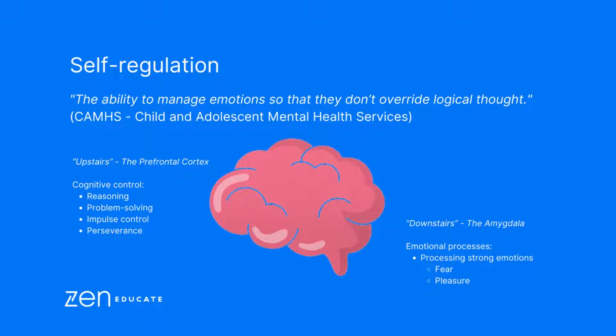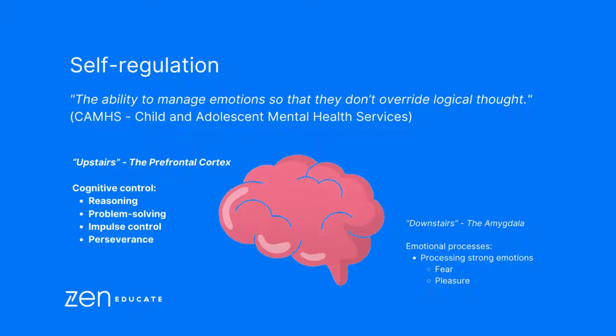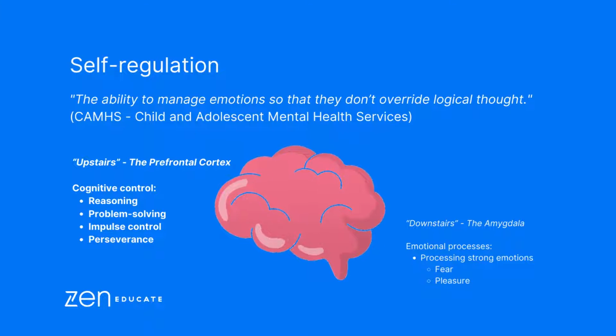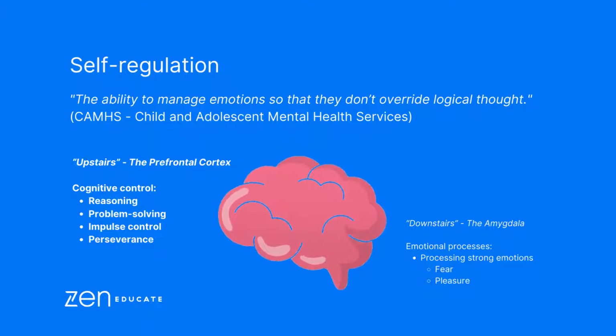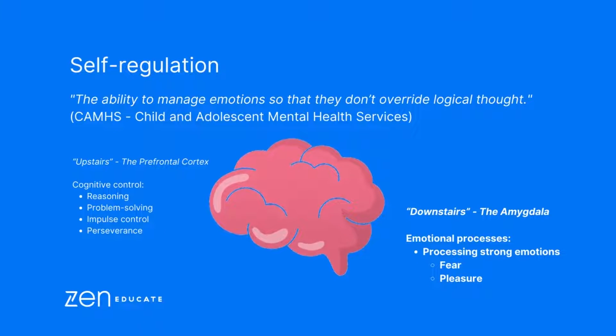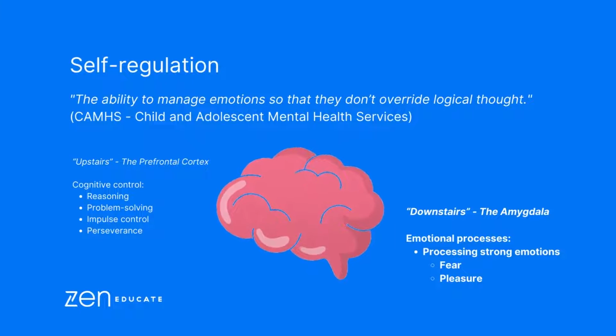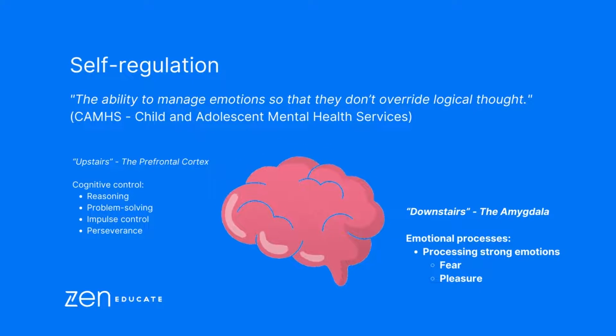You might find it helpful to think of the brain as 2 parts, an upstairs, the prefrontal cortex, and a downstairs, the amygdala. The upstairs deals with reasoning, problem-solving, impulse control, and perseverance, while the downstairs deals with the emotional processes, in particular strong emotions such as fear and pleasure.